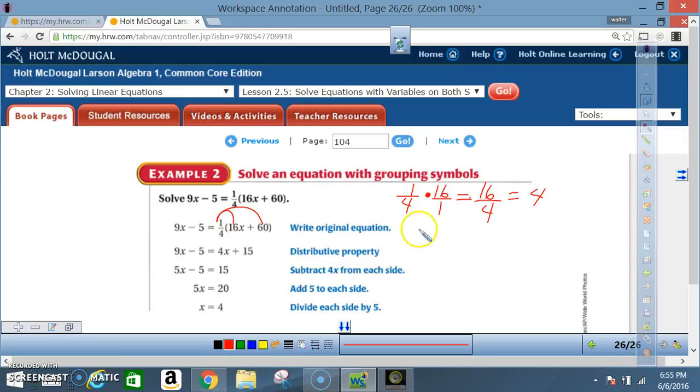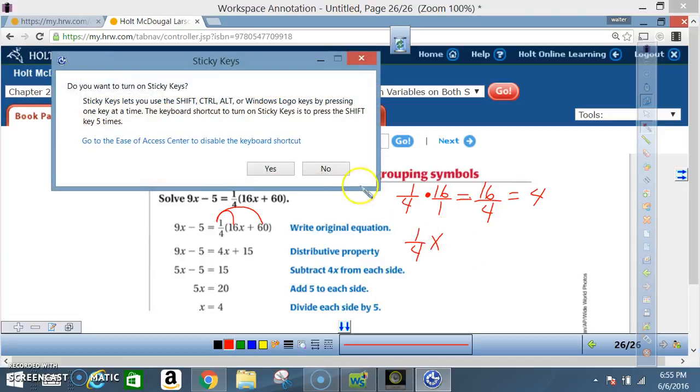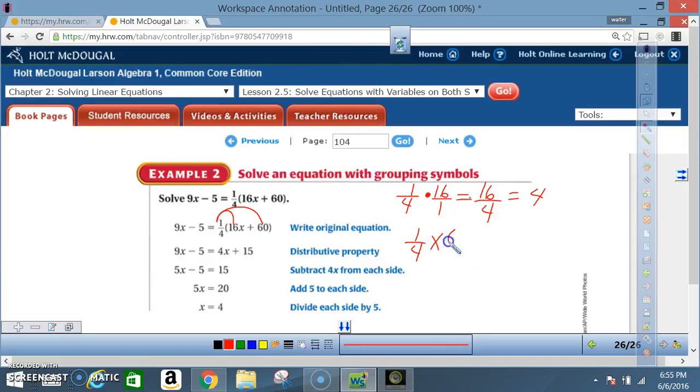Now I got to say 1/4 times 60 over 1. All right, I'm going to end up with 1 times 60. That's 60. 4 times 1, that's 4. 60 divided by 4 is 15. That's how they got that 15.